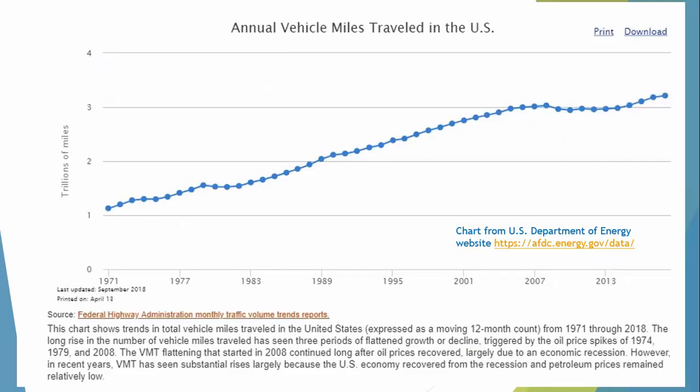So here's just a graph to show you how our vehicle miles traveled in the United States has increased over time. Since 1970, it's gone from a little over 1 trillion miles a year, and then in 2015, it's upwards of more than 3 trillion miles per year.